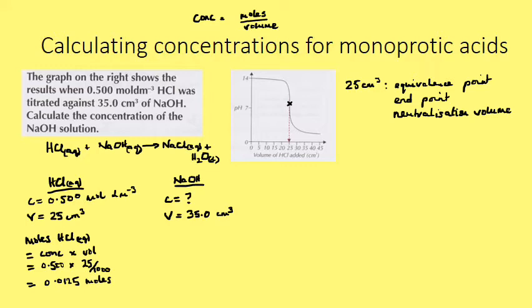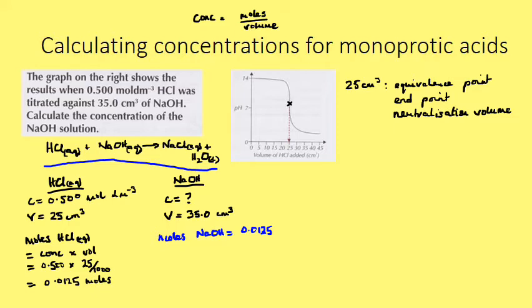So the next step is to refer back to the balanced equation. We can see that we've added 0.0125 moles of hydrochloric acid, and from the balanced equation we know that for neutralization, because it's a one-to-one relationship between hydrochloric acid and sodium hydroxide, we are going to have 0.0125 moles of sodium hydroxide at neutralization. Okay, so let's just write that in. Moles NaOH equals 0.0125 as well.